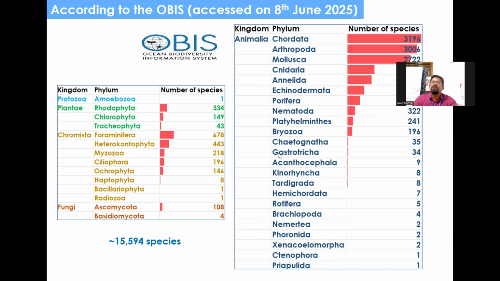So overall, till yesterday, according to the OBIS database, in the Indian exclusive economic zone, we can see a report of close to 15,594 species.